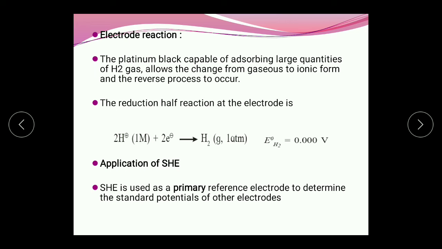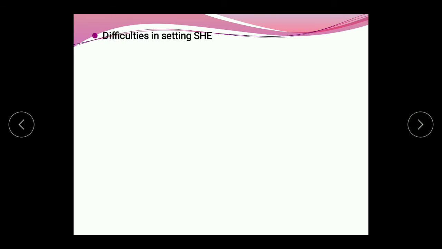Why is it called primary? The EMF of this electrode is zero, and when it is zero, it is called a primary reference electrode. And when the EMF is known, other than zero, but exactly known, then it is called a secondary reference electrode. So SHE is used as a primary reference electrode to determine the standard potentials of other electrodes. We will take an example afterwards of how it is exactly used. First, we will see the difficulties in setting SHE.